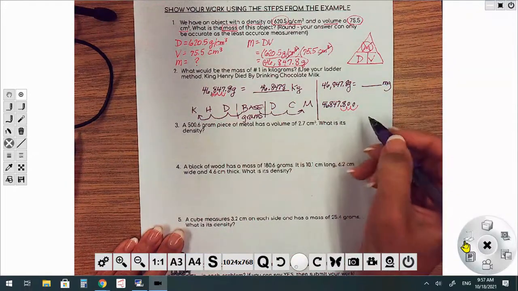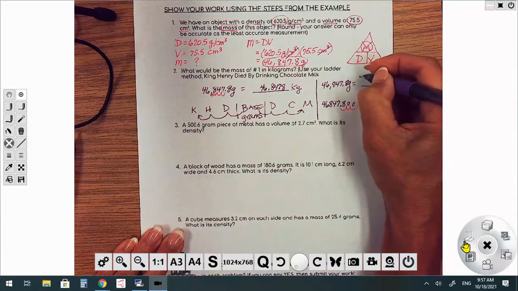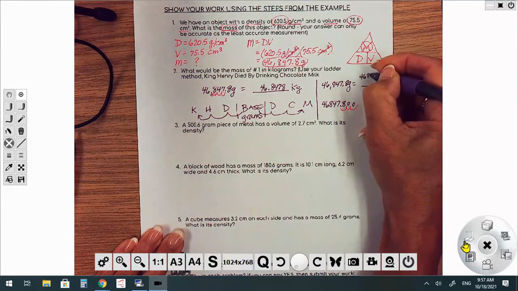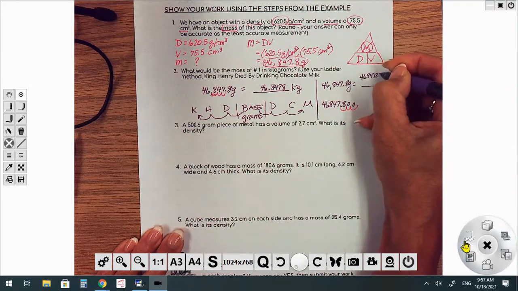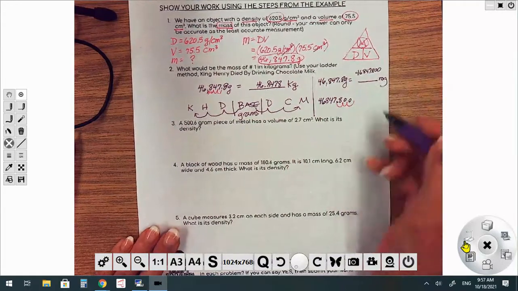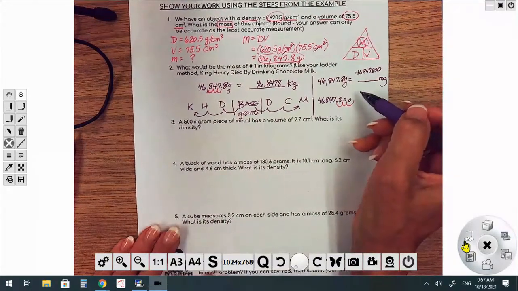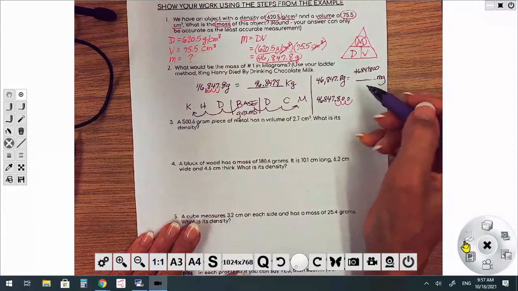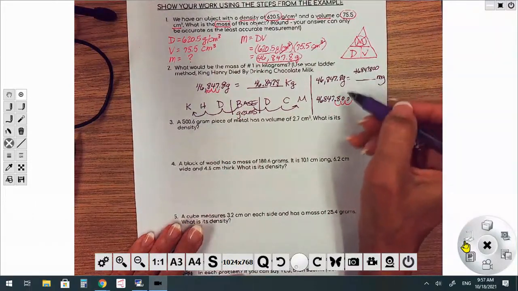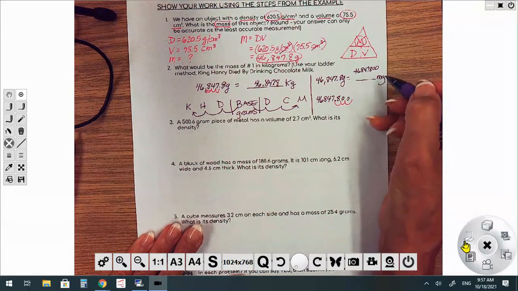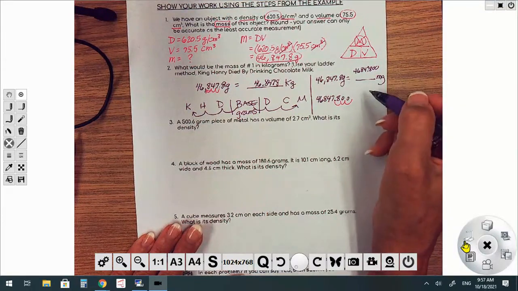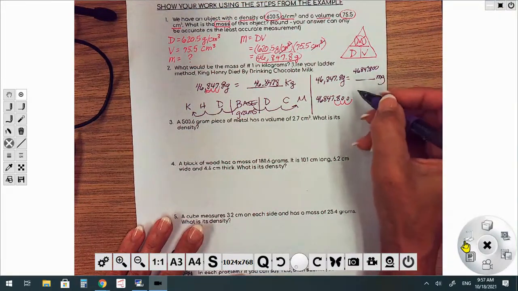Okay. That's a big number, right? 4, 6, 8, 4, 7, 8, 0, 0. And because it's such a big number, if you want to show this with scientific notation, you can do that, okay? Really big numbers like this work well written in scientific notation.